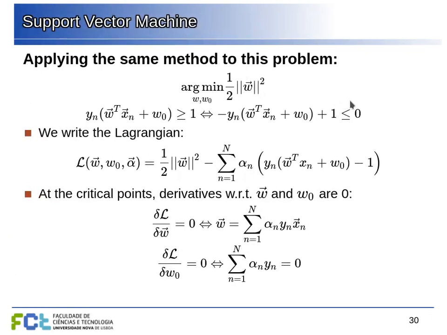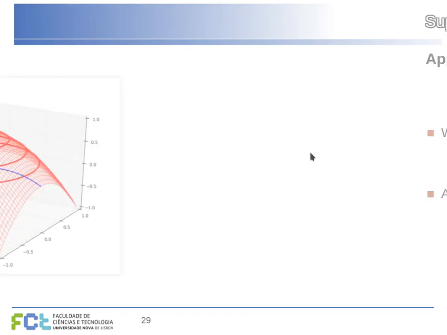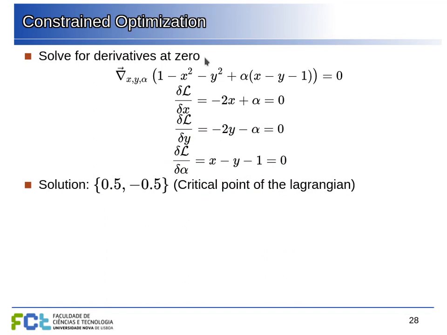So let's go back to the problem that we have here. We are trying to minimize this function, so trying to find the shortest vector possible, subject to all of these constraints, which is that the product of the class and the points multiplied by our parameters here, the vector of the discriminant and this constant, must give us a value of at least 1. We can convert this to smaller or equal to 0, and this gives us a similar solution to what we had here.